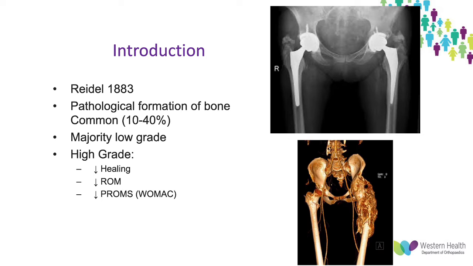So heterotopic ossification is the abnormal formation of mature lamellar bone in extraskeletal soft tissue where bone does not usually exist. It was first described in 1883 by Dr. Vidal, a German physician. It's quite common, happens in about 10 to 40% of patients, and the majority of these patients have low-grade HO, which is not clinically relevant. However, in those who go on to develop higher-grade HO, this can be an issue because it causes reduced healing, limits range of movement, and it reduces the patient's clinical outcome.